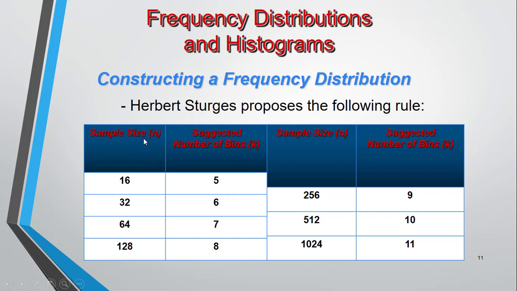Basically, for sample size up to 16, he suggests we have 5 bins or 5 classes, right? Divide 16 observations into 5 groups. If you have more than 16 but less than 32, you could have 6 groups. More than 32 but less than 64, you should have 7 groups, etc. Right? And then if you have more than 1024, you can have 11 or more bins. But if you have too many bins, it's not too easy or too convenient to display.